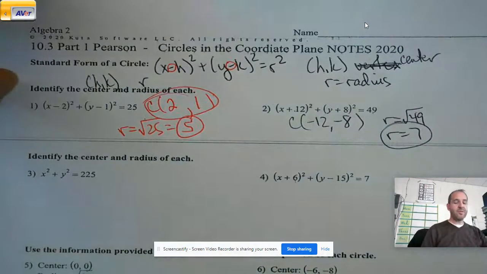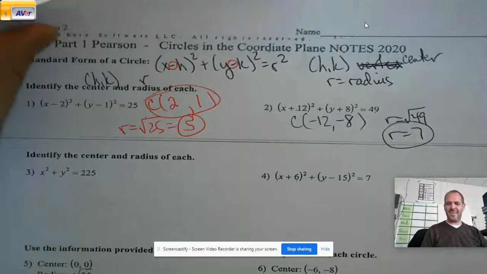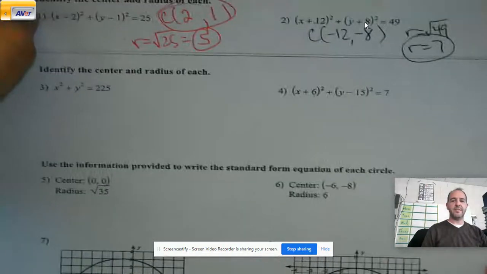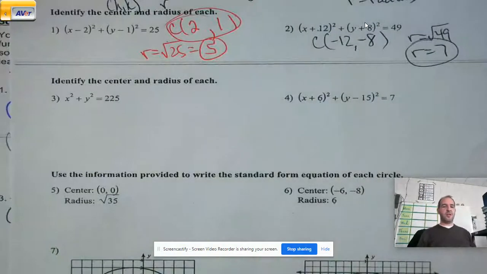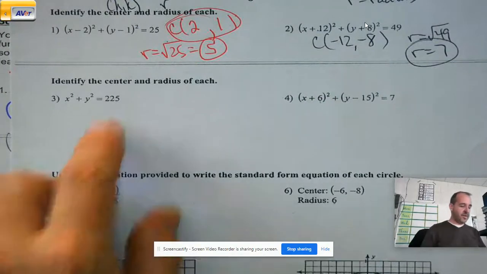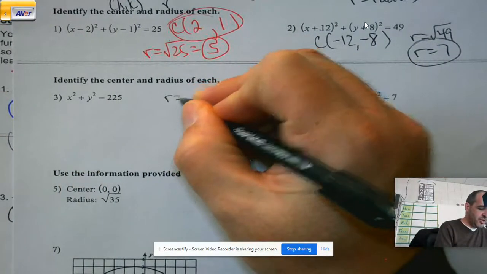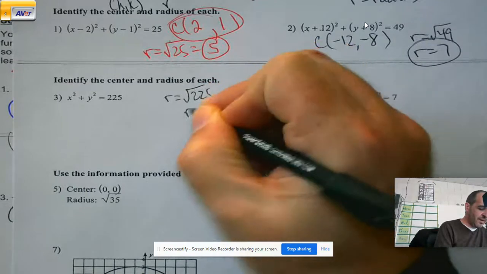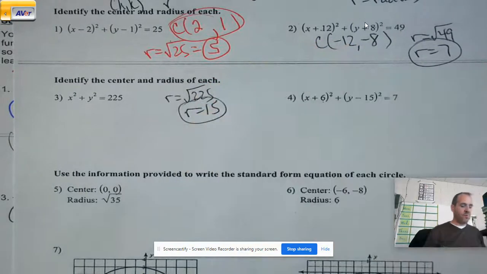Okay. Now, are there some twists to this? Sure, this is math class. Identify the center and radius. Like Hardy, there's no parentheses in the first one. Like I can do this one. If I punch square root of 225 in my calculator, I get 15. Okay. Well, what about the center though?